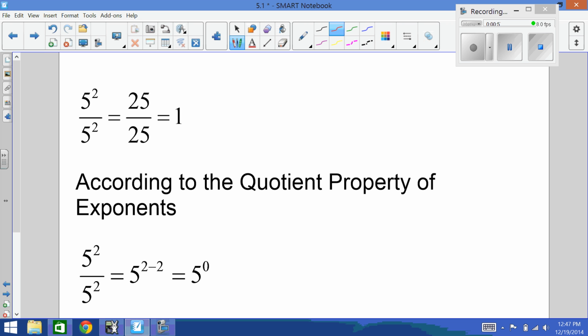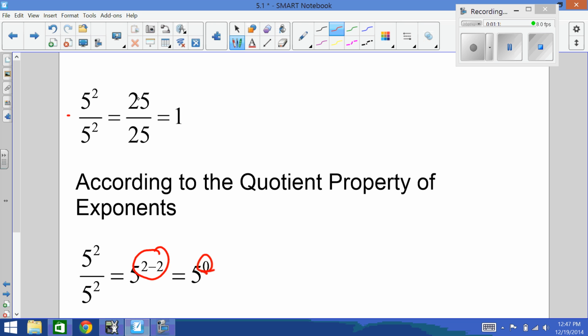All right. Now, what happens if you look here, the bases are the same. So that means I subtract the exponents. So I subtracted them right here, and I get a 0. Well, what's 5 to the 0? Well, let's look at this example now.